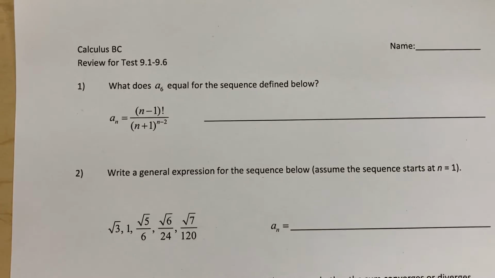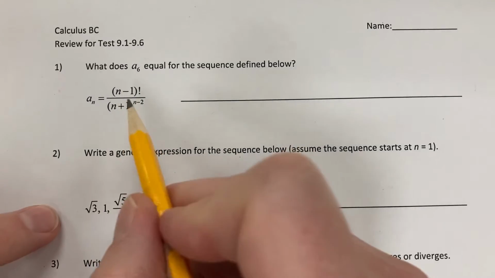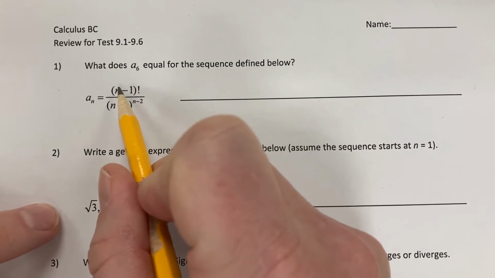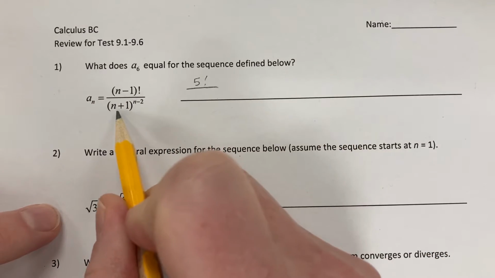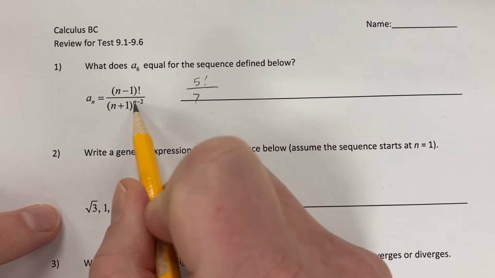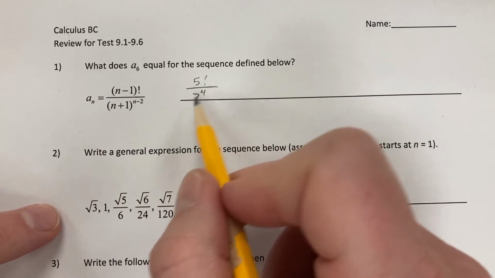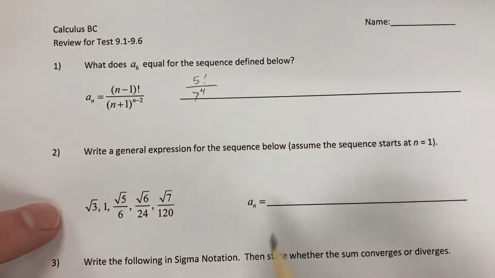All right, these are the answers to the review for our test here. The first one says, what does a to the 6 equal for this sequence? So it really is just about putting 6 in. We should get 6 minus 1, that's 5 factorial, over 6 plus 1, 7, to the 6 minus 2, 4th power. Okay. Now you don't have to work that out, but if you did, it'd be 120 over whatever 7 to the 4th is. Okay.